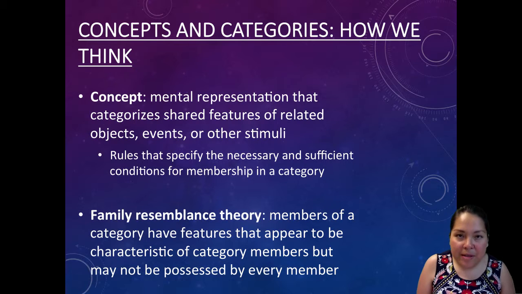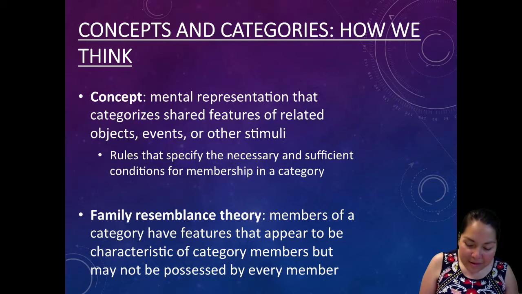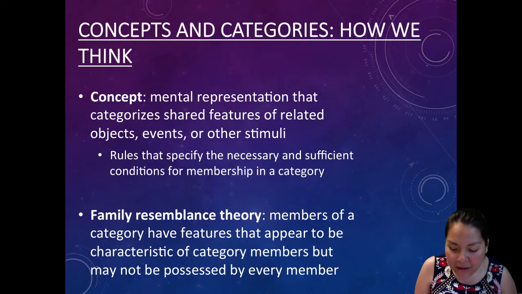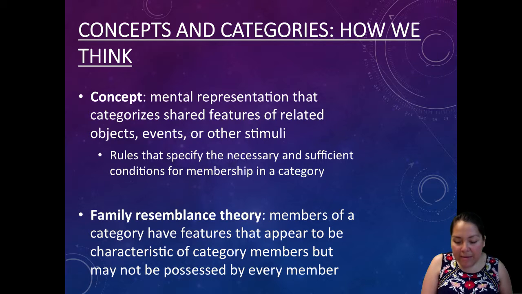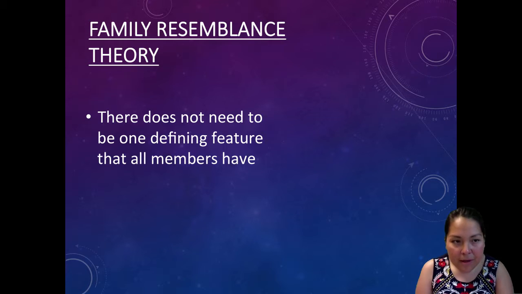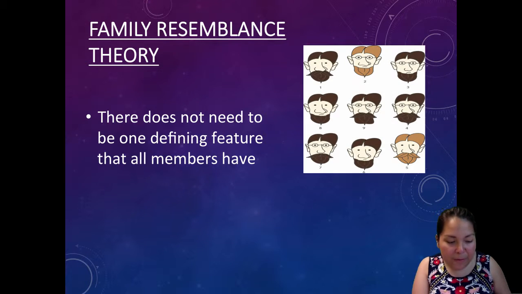So our concept of what entails a type of animal and what does not is similar to the family resemblance theory. This states that members of a category have similar features that appear to be characteristic of the category members, but may not be possessed by every member. One example: if we think of dogs wagging their tails, we may think of long tails, but not all dogs have long tails, or maybe they're not as furry as we think of dogs typically being. And so here we have an example of the family resemblance theory.